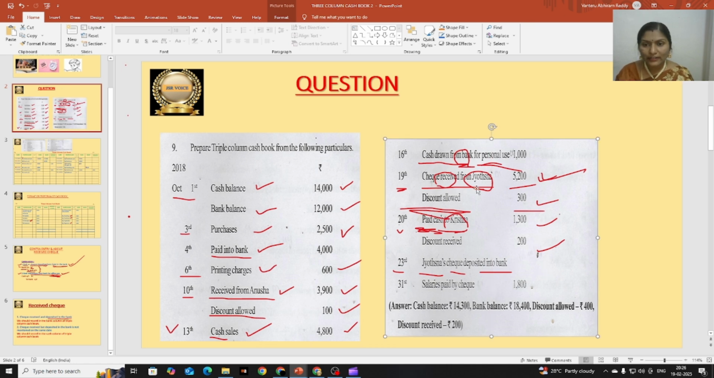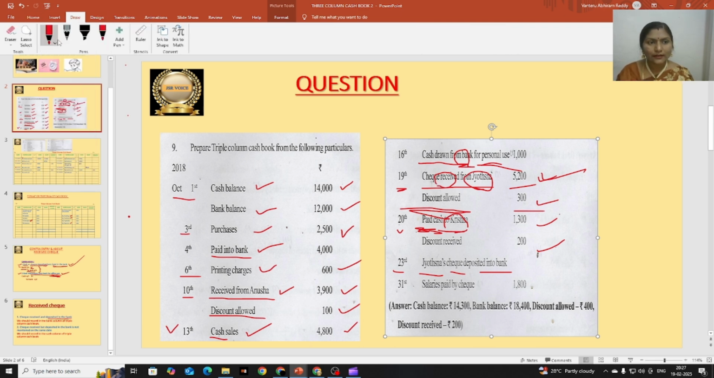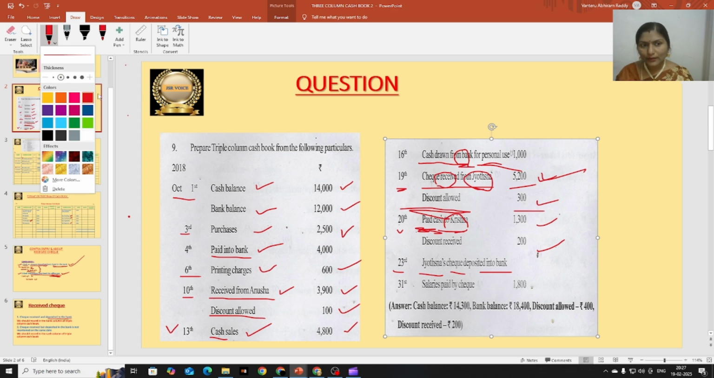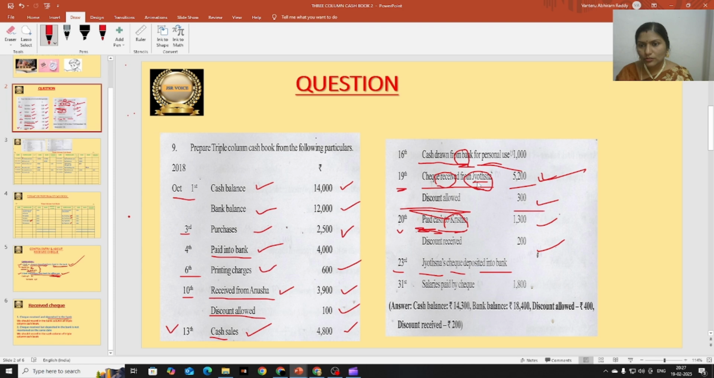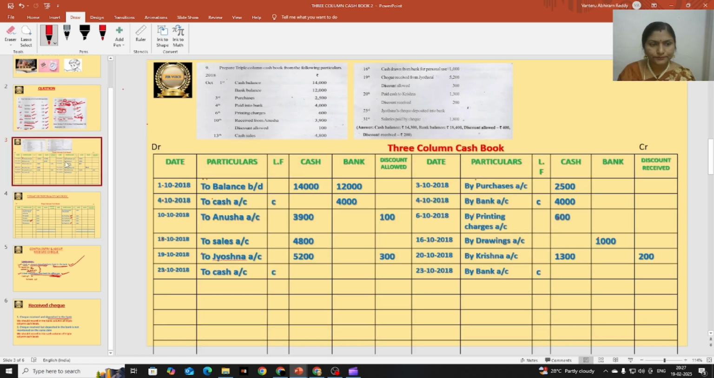So what amount will we take? You can see the previous transaction where we have Joshna. On the 19th date we have Joshna. You can see there. Okay, how much was the amount of the check we received? 5,200. So this 5,200 is the value of the check here also on the 23rd date. Sometimes they will mention, sometimes they don't mention. So that is the value of the check. Let us go and record that now in our solution.